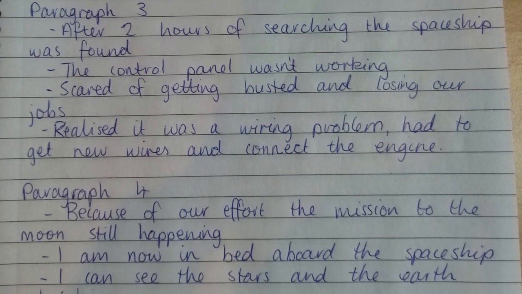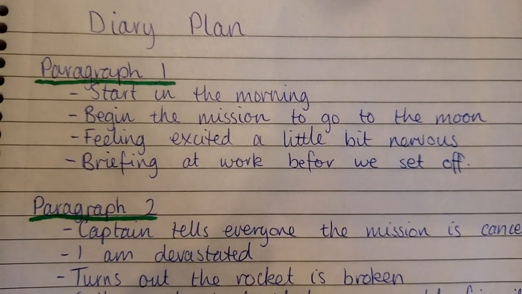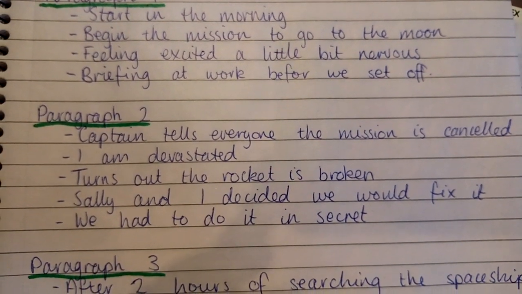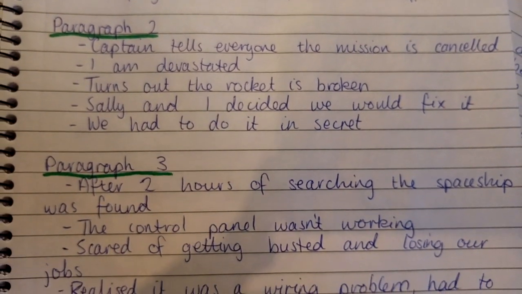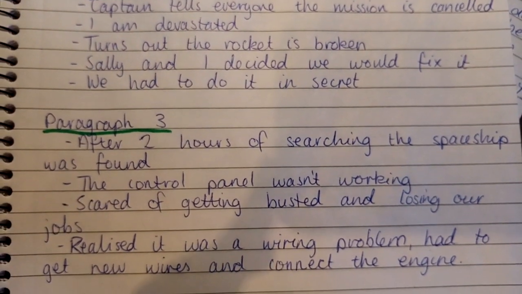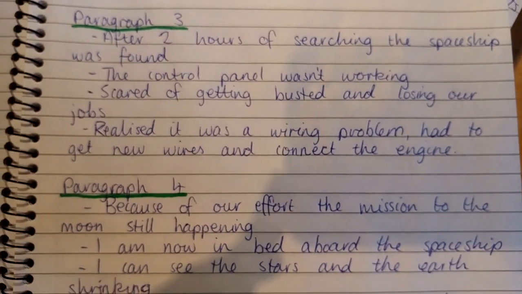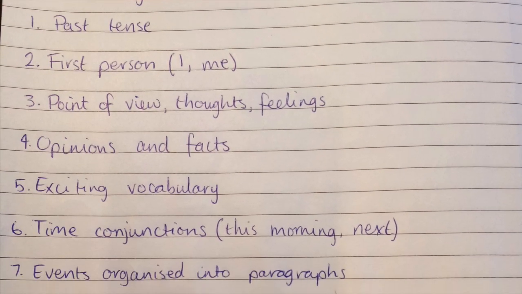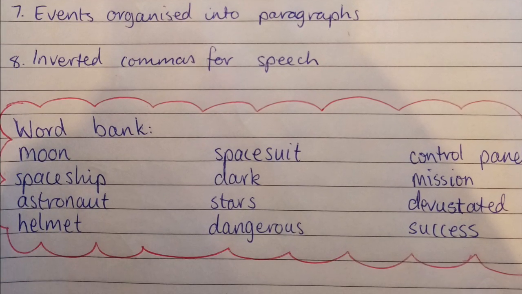The next thing that I did was make a plan for my diary, and that allows me to make sure that I put the right information in each paragraph. So in my first paragraph, I start with the beginning of the day, what happened in the morning. Then I move on to the next paragraph and it talks about what the problem is. The paragraph after that then tells the reader how the problem was solved. And the final paragraph is how the day ended. Doing a plan also allows you to make sure that you have included or followed the checklist that we went through before.